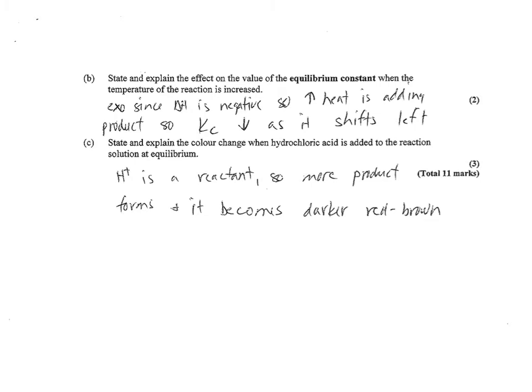And letter C, state and explain the color change when hydrochloric acid is added to the reaction. If you look back at the reaction, remember H plus was a reactant, so if I add more H plus, that is going to drive my equilibrium to the right, more product is going to form, and that would change the color to a darker red-brown.